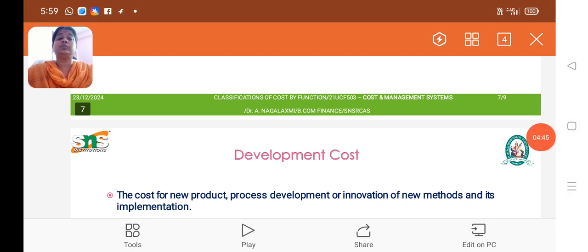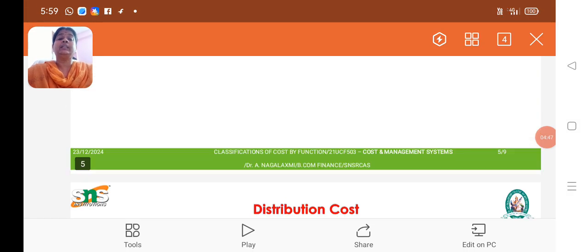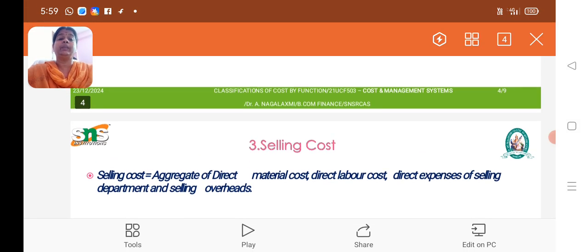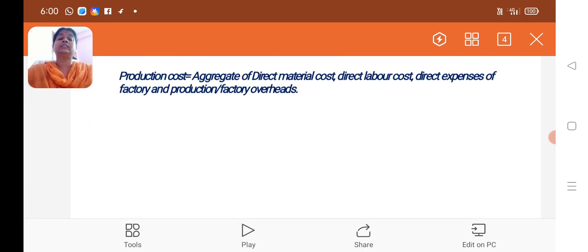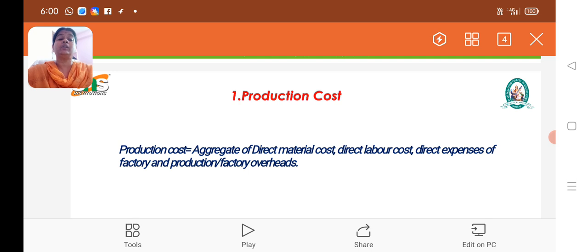What I have to explain is, now these costs are said to be direct cost, direct material cost, direct labor cost, and direct expenses included in the costs that directly affect production or indirectly affect production. Those costs are said to be the classification of cost by functions.